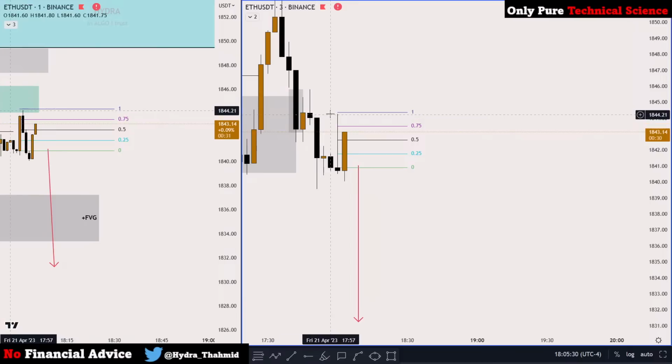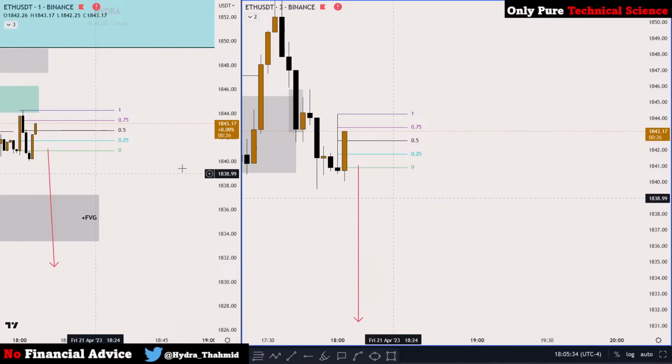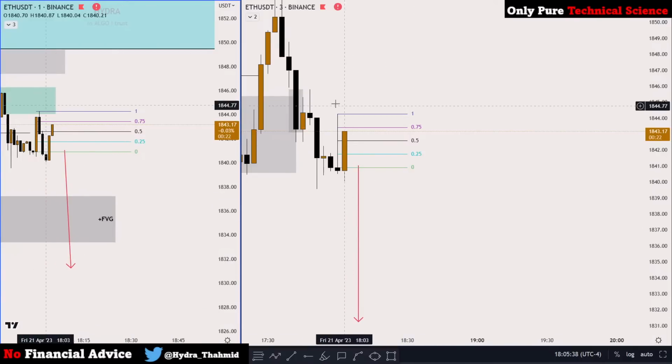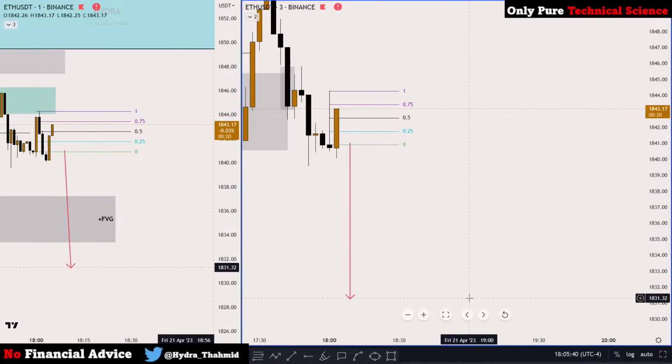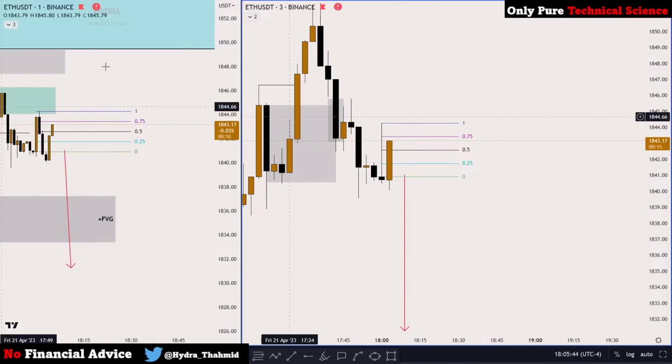Okay, I don't see any trade idea here though. From this wick, I do see price dropping and hunting the relative equal lows, but I don't see any trade idea from this wick. I just want to see how price reacts from this 3 minute wick. That's what I want to see.